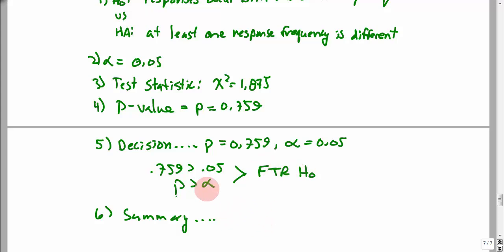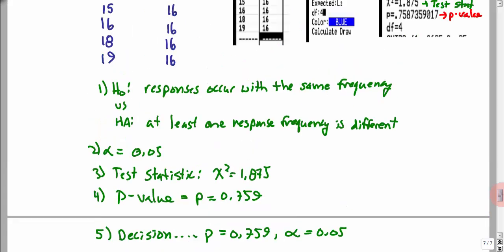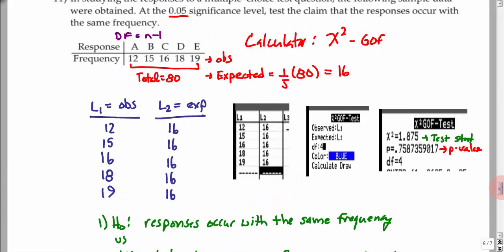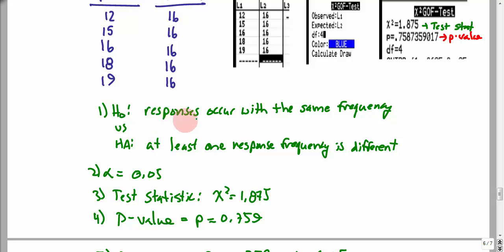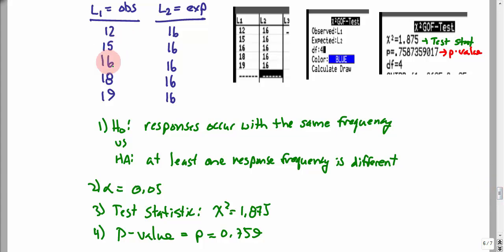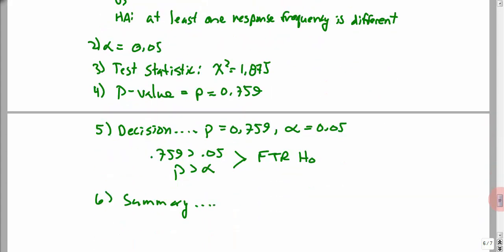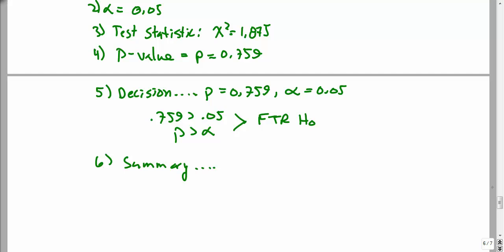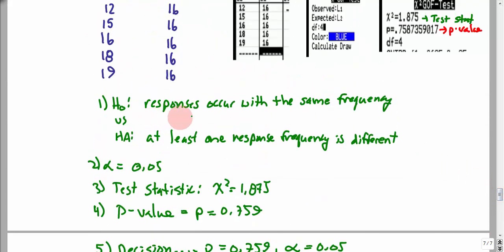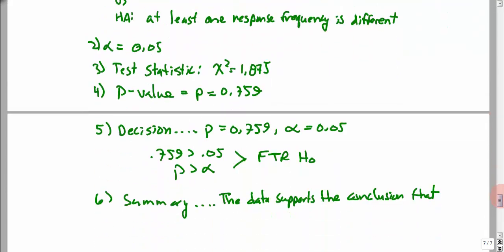So because we failed to reject H0, when I talk about the summary, I failed to reject this, so that means the responses occur with equal frequency. Now you can see that they differ by a little bit, but it's saying it's not a statistically significant enough difference. So the data supports the conclusion that the responses occur with the same frequency.